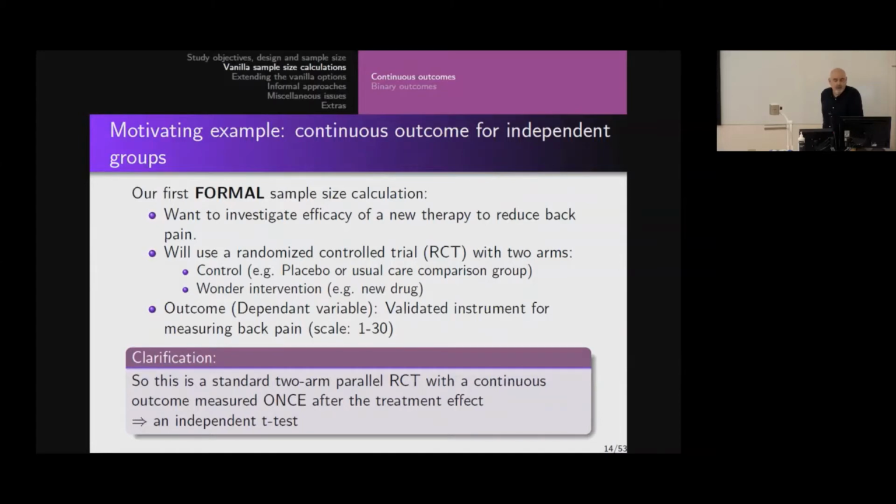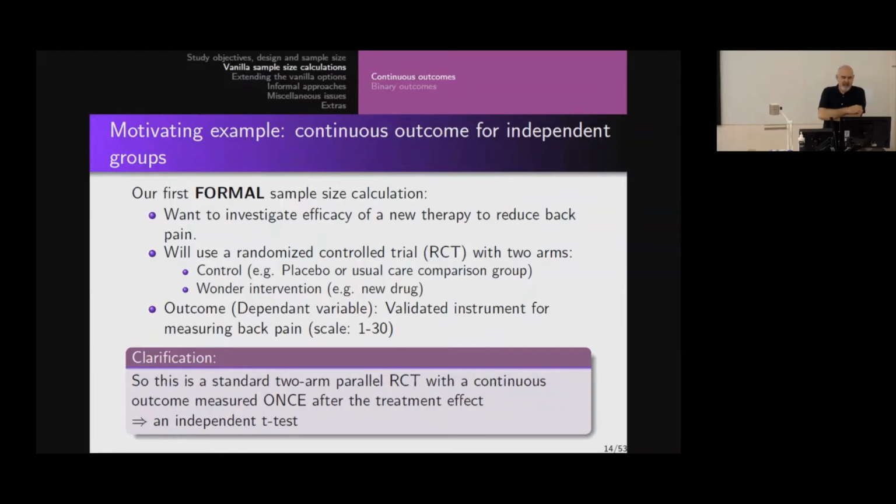We'll use a randomized control trial with two arms, in other words, your standard setup: a control arm, which is a placebo or a usual care type arm, and then some sort of brand new wonder intervention that we are trialing, that we want to see whether it provides superior patient outcomes. Our outcome in this situation is a validated instrument for measuring back pain. It's on a scale of 1 to 30. We can more or less treat it as continuous.